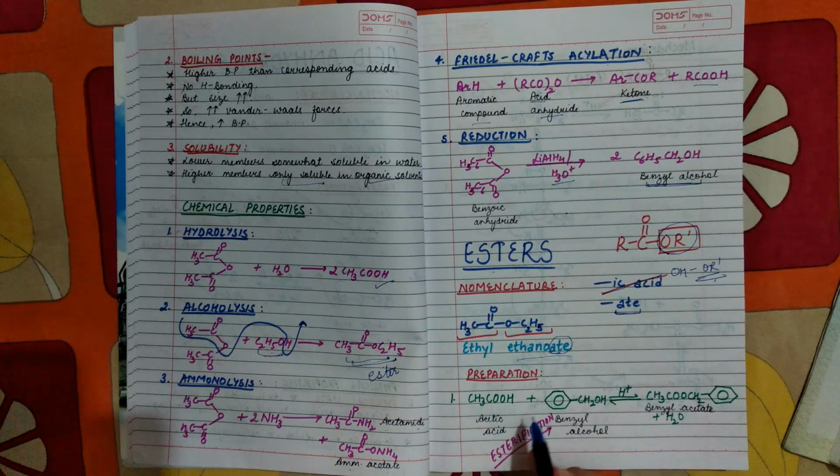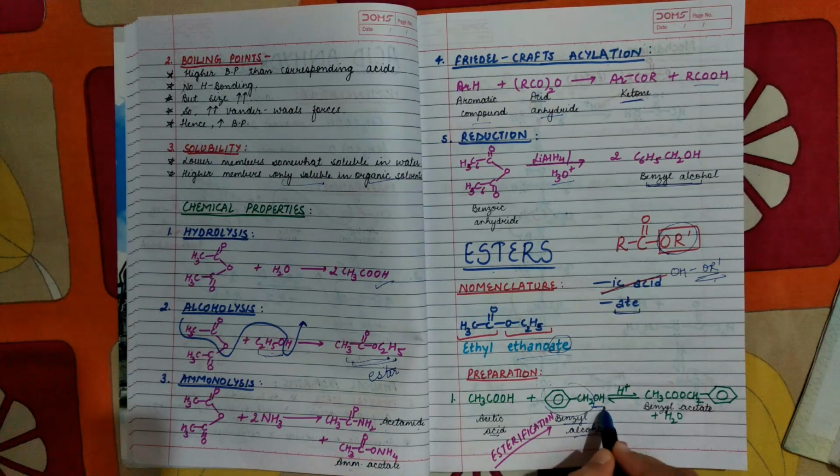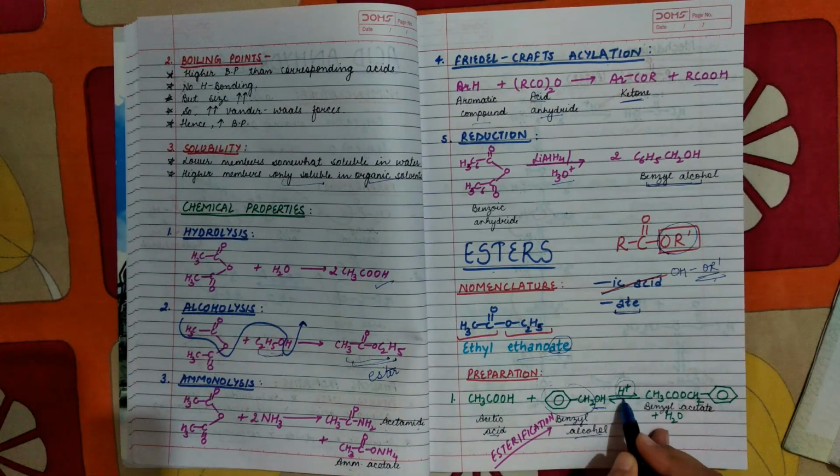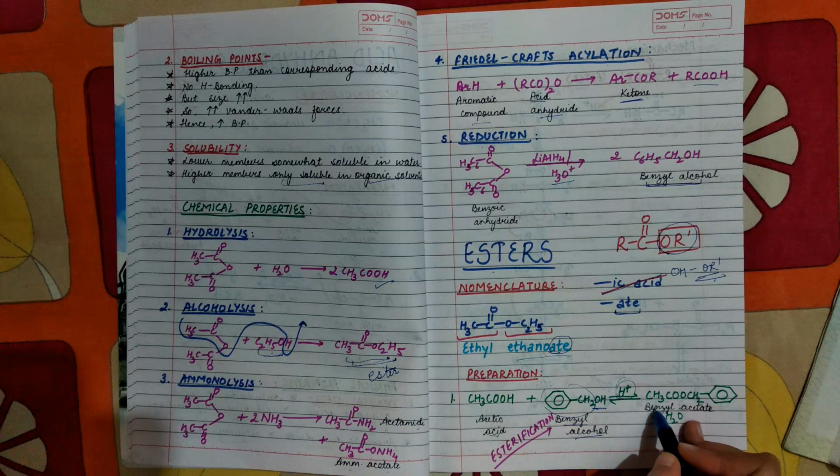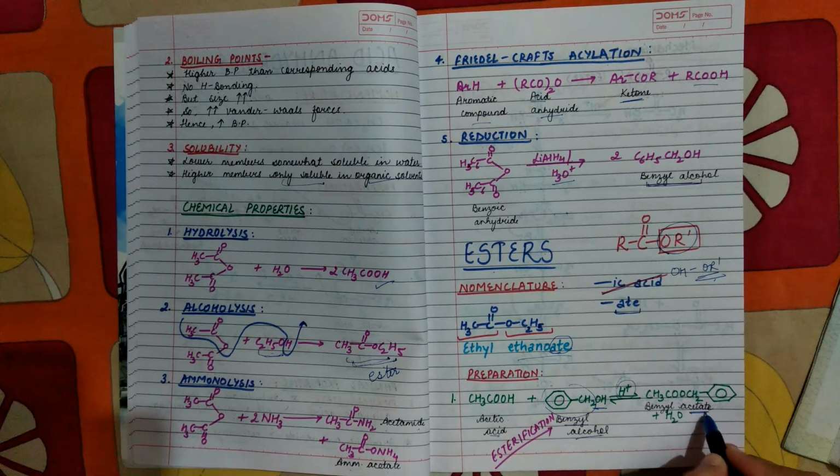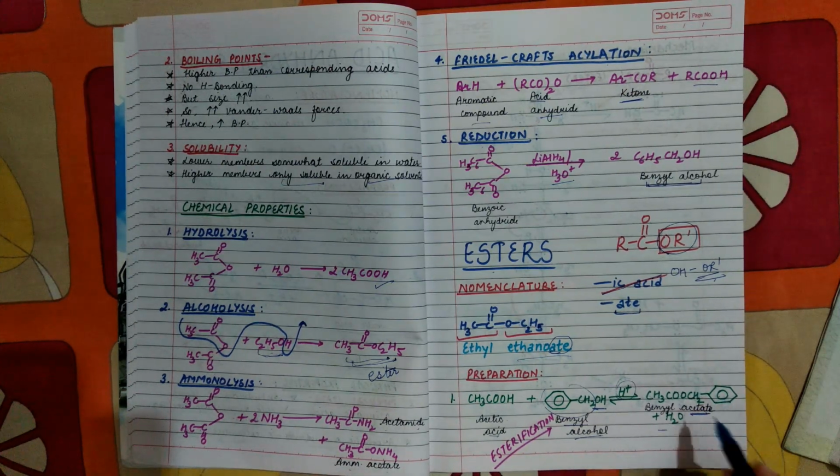First method, acetic acid is treated with benzyl alcohol. This is benzyl alcohol in the presence of any acid H plus to form benzyl acetate. This is an ester plus water. This reaction is called esterification reaction, and this is an important reaction.